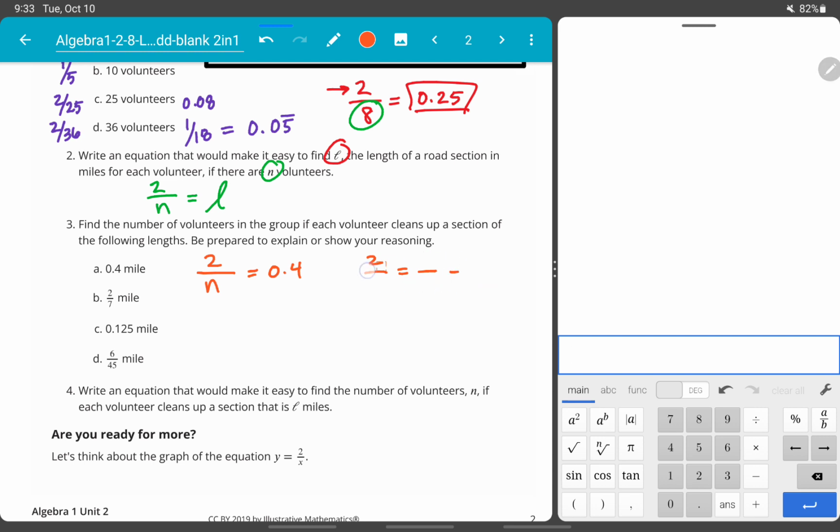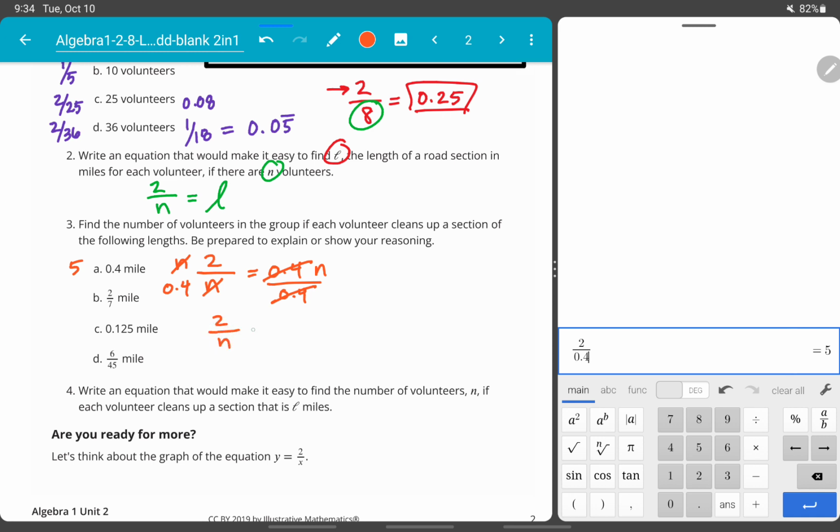But another strategy that we could do is multiply both sides by n so that these cancel out. And then we can divide both sides by 0.4 so that these cancel out. And now if we do 2 divided by 0.4, that will get us the value of n. And the advantage to doing it that way is we can let the calculator do it. So we do 2 divided by 0.4 and we get 5. So that's 5 volunteers.